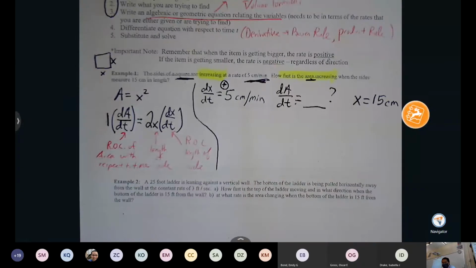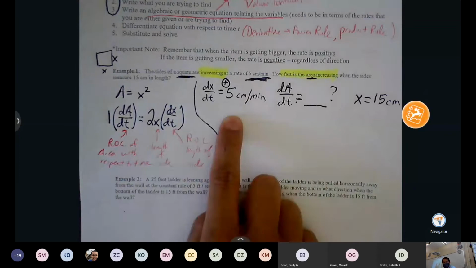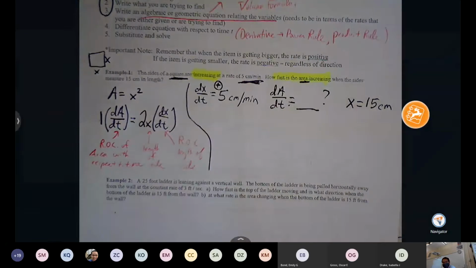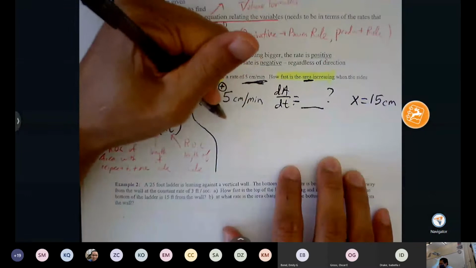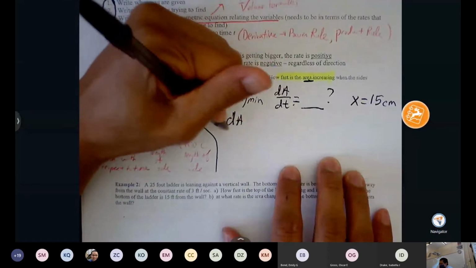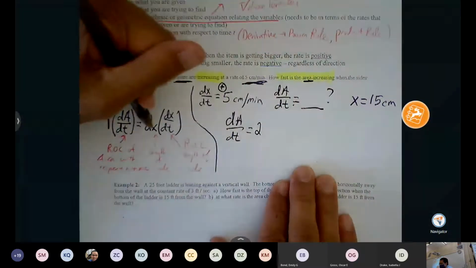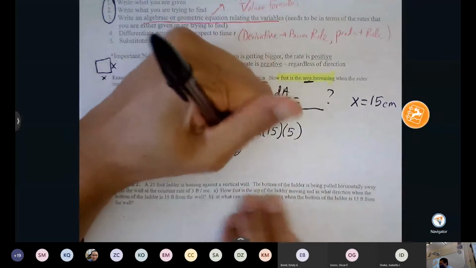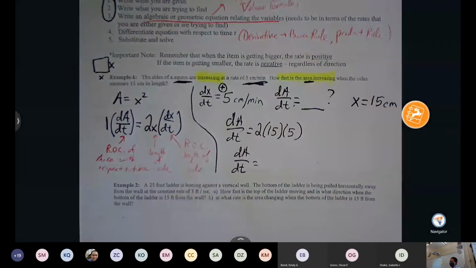So I think we have enough information to solve for dA dt. Anytime you only have one missing unknown variable, we should be able to find that. So we'll plug into our equation here. Two times 15 times 5. Multiply that out, we get 150.